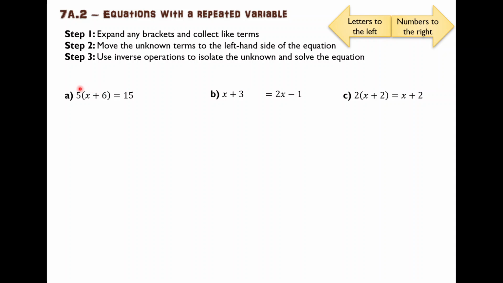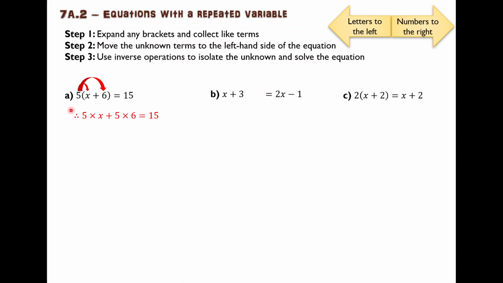So the expanding brackets looks like this. X plus 6 has been multiplied by 5. The whole thing is multiplied by 5. So it's the same as saying, well, the x has been multiplied by 5 to get 5x, and the 6 has been multiplied by 5 to get 30. You can put this line in here to help you. You don't have to. 5 times x is here. 5 times 6 is here, equals 15.